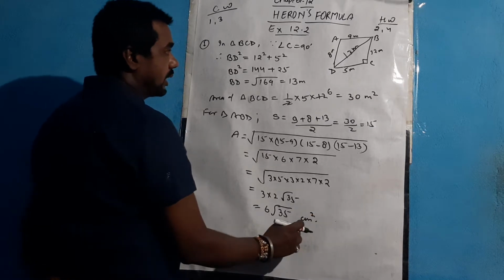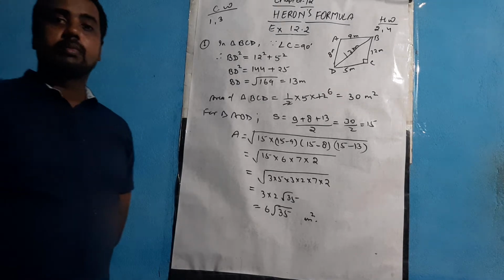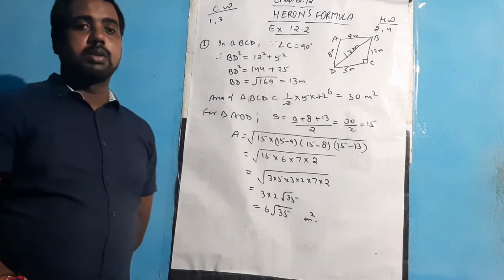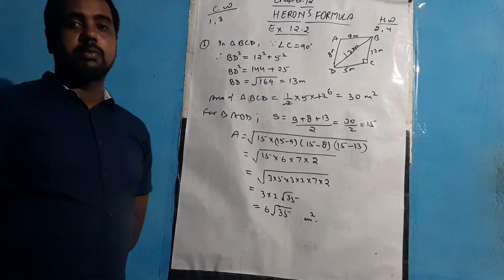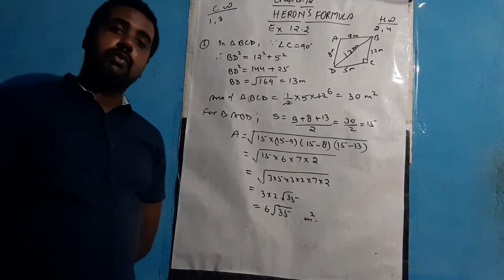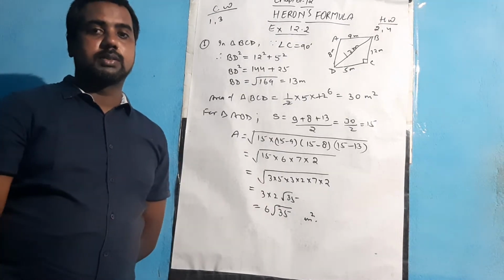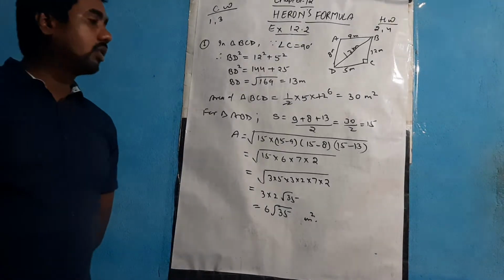But suppose the answer is asked in meters, or if it is in multiple choice form and the answer is not given in root, then in that case you need to find the value of root 35 and put it in to get the answer. So this will be the answer of the first part.